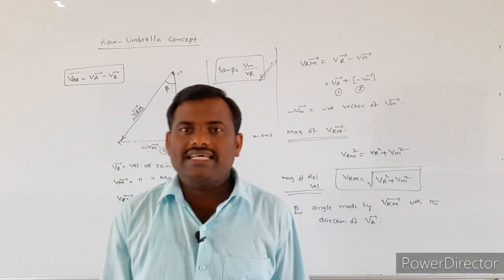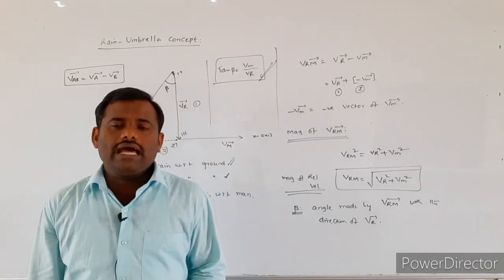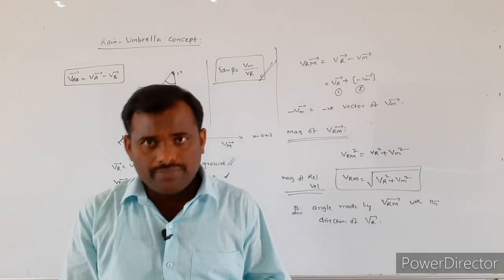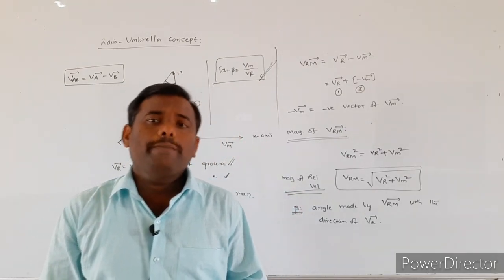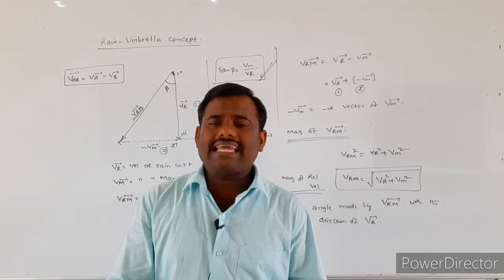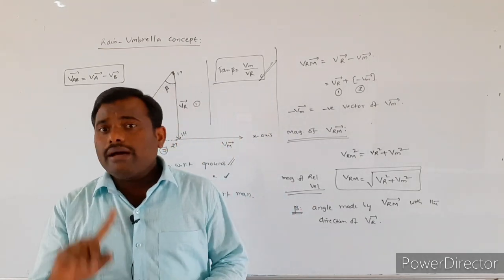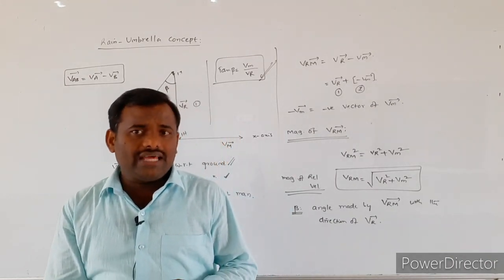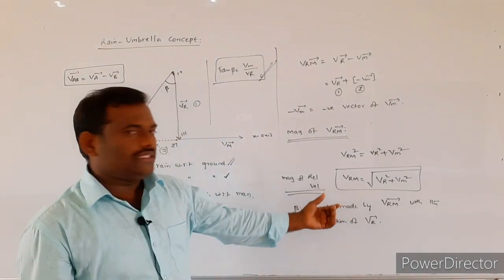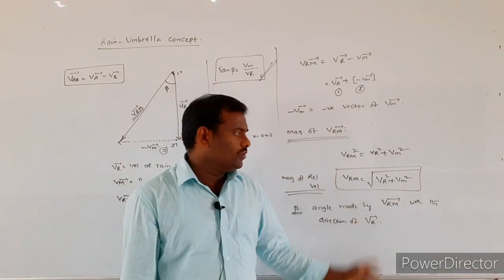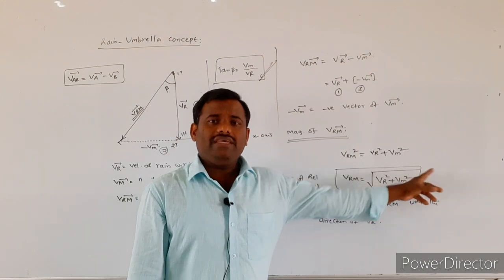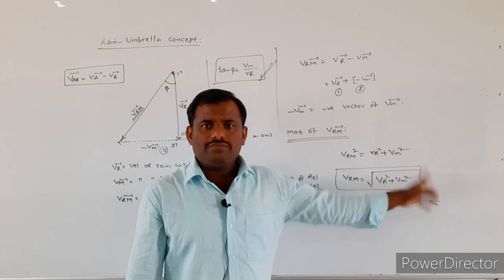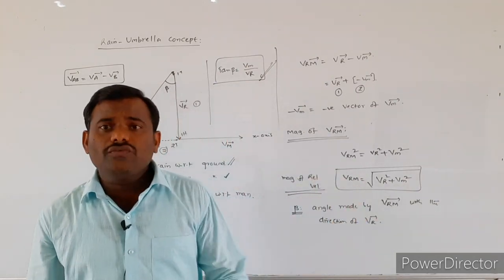In the rain umbrella concept, what do we actually calculate? First, we calculate the direction of the Vrm bar by using the triangle of vector addition. Second, we also calculate the magnitude of the relative velocity of the rain with respect to the man. That formula is Vrm is equal to under root of Vr square plus Vm square. And we also calculate the direction.